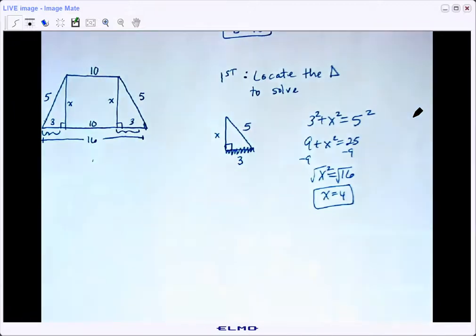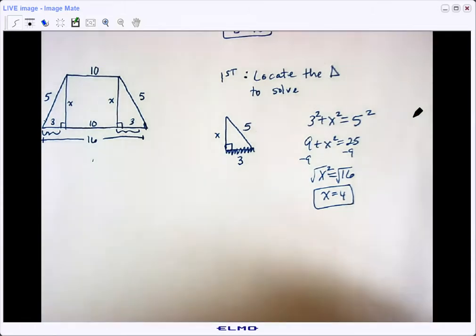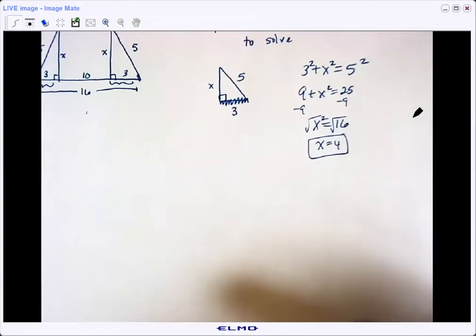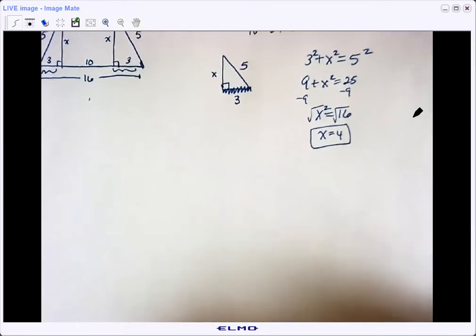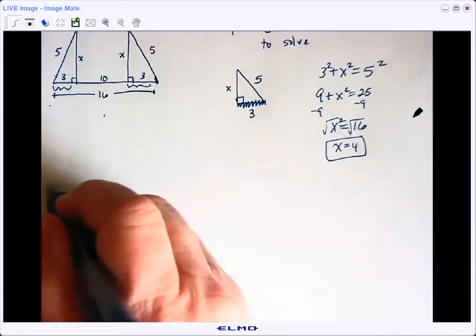So we're using Pythagorean theorem, but we're using it a slightly different way. And sometimes we have to do a 2-step process in order to find our answer. Okay, we'll come back to that one. I'm going to go back for just a second.